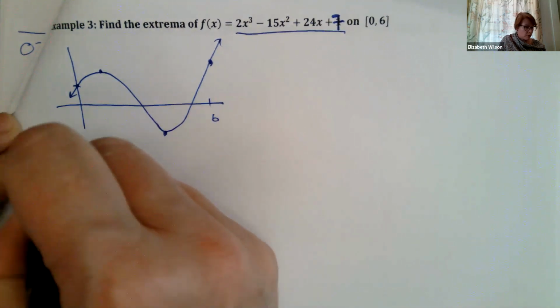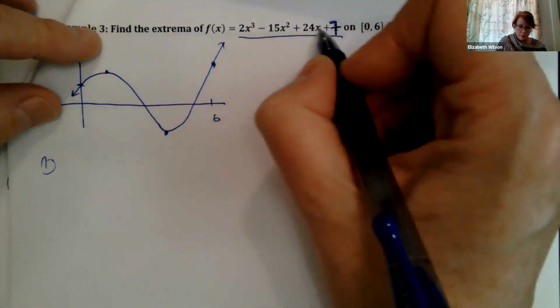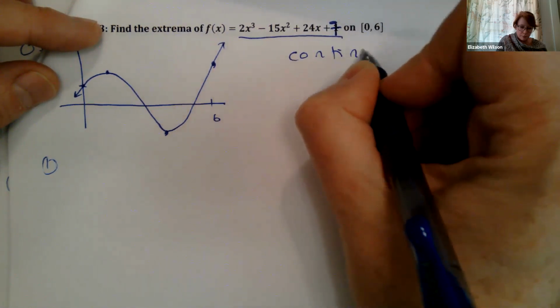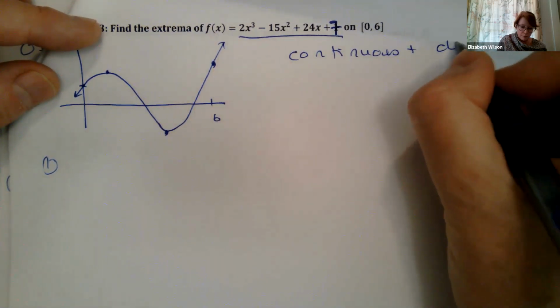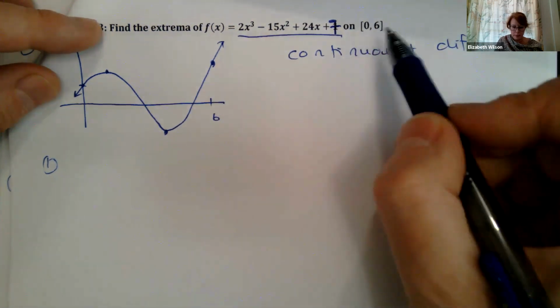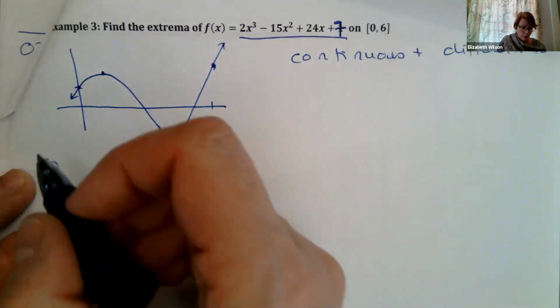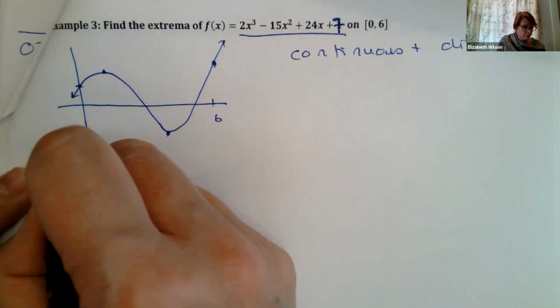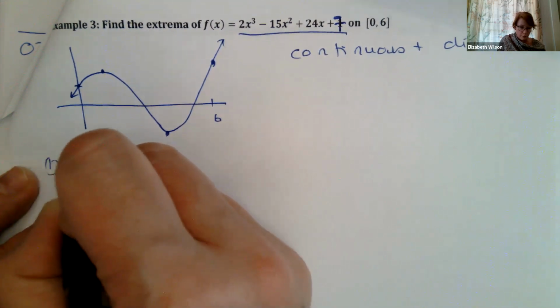So the first step is, we know that this is a cubic function, it's continuous and differentiable. That's just my note. I'm looking at this interval, I can see it's continuous and differentiable. So my first step is I need to find the derivative, set it equal to 0, and solve for my critical points.